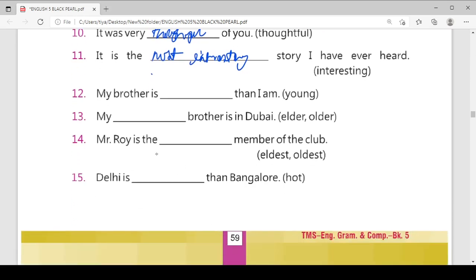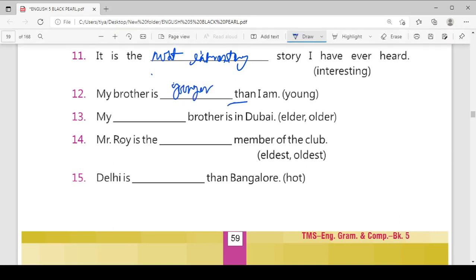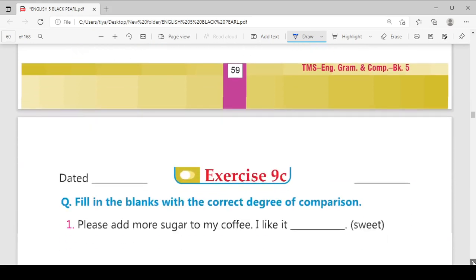My brother is younger than I am. Younger, use the comparative degree. My dash brother is in Dubai. Elder. Mr. Roy is the oldest member of the club, and Delhi is hotter than Bangalore. So these exercises are done.